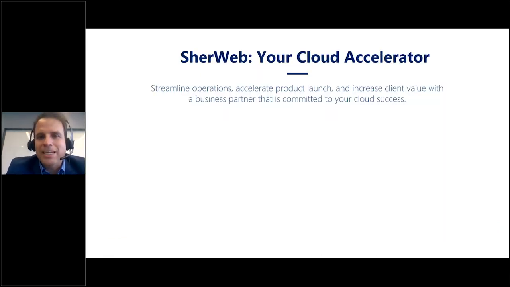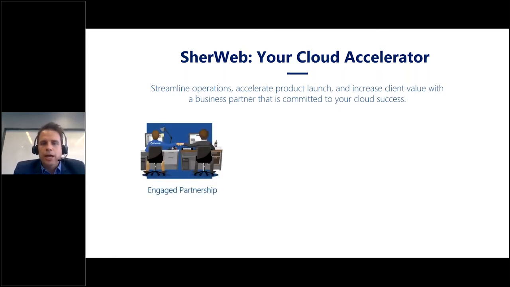So as I said, SureWeb is a cloud accelerator, and our goal is to streamline your operation, accelerate your product launch, and help you increase your client value with a business partner, SureWeb, that is committed to your cloud success. We're not looking to just transfer your CSP seats or your Office 365 licenses to SureWeb. That's one part of the process, but we look at the big picture and for the long term. We want to make sure that we understand each other, we align our strengths, we go to market together and we win together, not just for the short term, but for the medium and the long term.